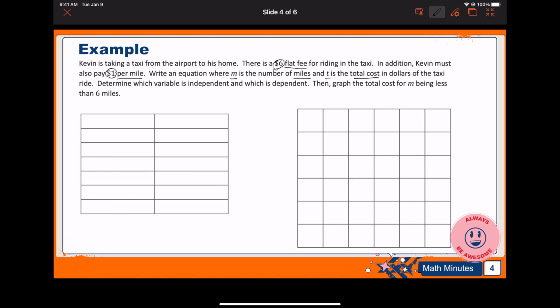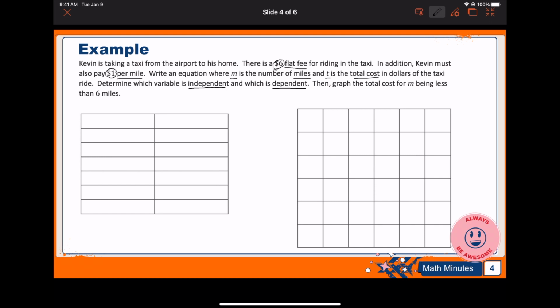And before we can do either of those, we need to figure out which variable is independent and which variable is dependent. So remember, your independent variable is your x or your input variable. It is considered like the cause of whatever's happening. The dependent variable is based on that independent variable. It's the effect. So when I look at this situation, we have miles and we have cost. Depending on how far he goes, it costs more money, right? So the miles are the cause of the cost. If he's going somewhere really far away from the airport, it's going to cost him more than if he's going somewhere really close to the airport.